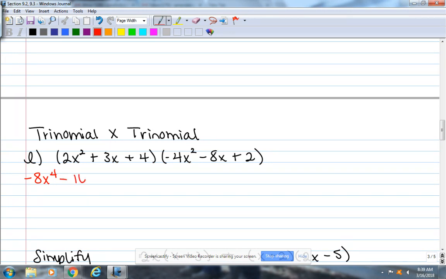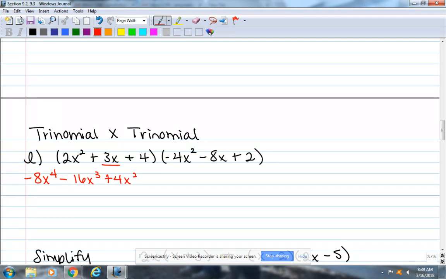Negative 16x to the 3rd. And then what is 2x squared times 2? Yes. All right, now I'm doing the 3x's. There's 3. We're a third of the way done multiplying. All right.